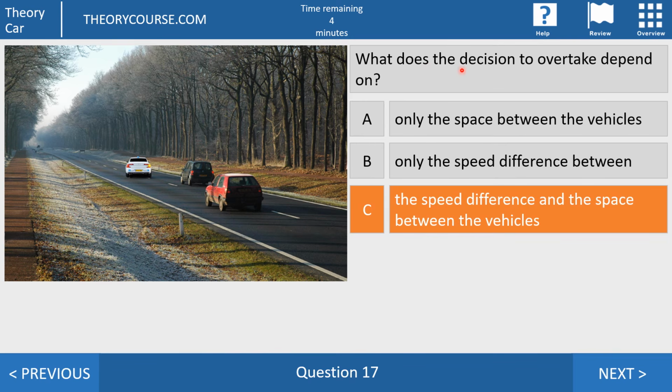Well, first of all, the CBR doesn't ask in this situation. The CBR asks normal situations. What does the decision to overtake depend on in normal situations? That is the speed difference, because if this car is driving 79 and your speed limit is 80, it will take you half an hour to overtake the car. So the speed difference is important. And if it is a small road, the space between those two vehicles is also important. So answer C is your right answer to go for.